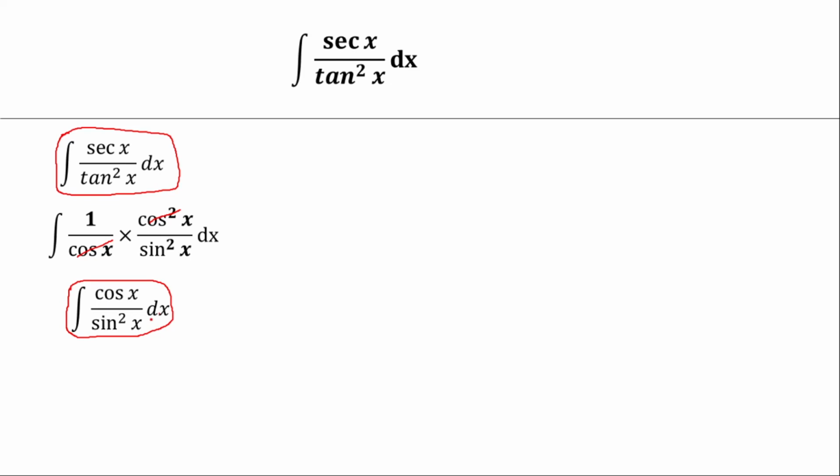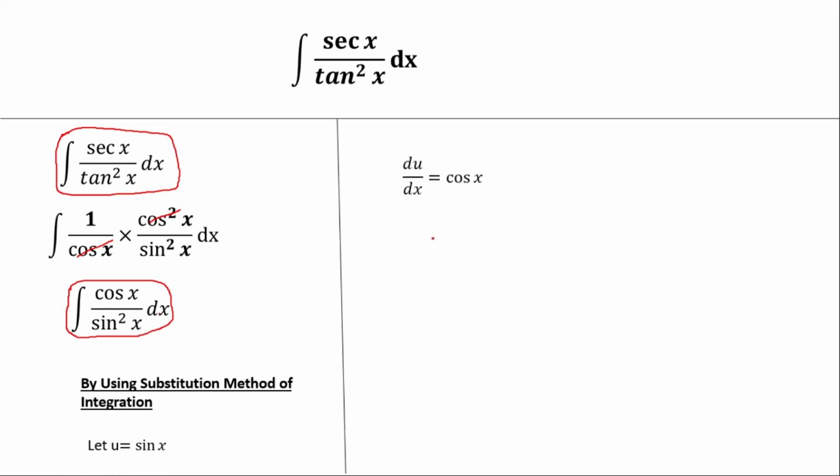Now we can apply the substitution rule. That is, we are going to make u be equal to the inner part, the complex function. As you can see, sin squared x is the complex function. So by using the substitution method of integration, you're going to let u be equal to sin x. So we are going to represent u to be sin x. If you make u be equal to sin x, when you differentiate sin x, you're going to get cos x. So du over dx will be cos x.